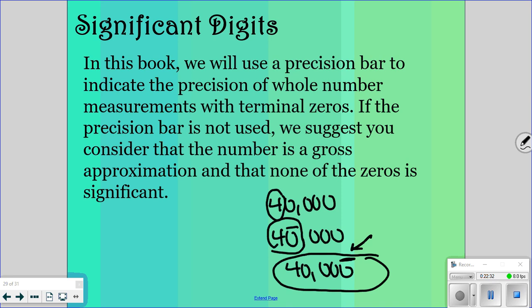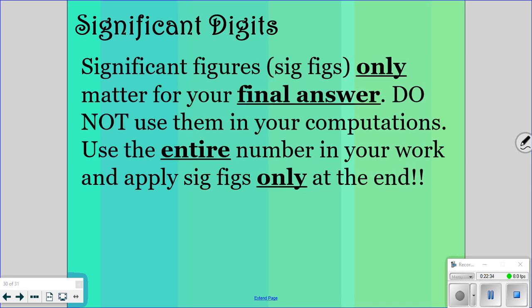So hopefully that helps you a little bit with your sig figs. So sig figs only matter for your final answer. When you're working through things, do not use them in your computations. Use the entire number in your work and apply your sig figs only at the end.